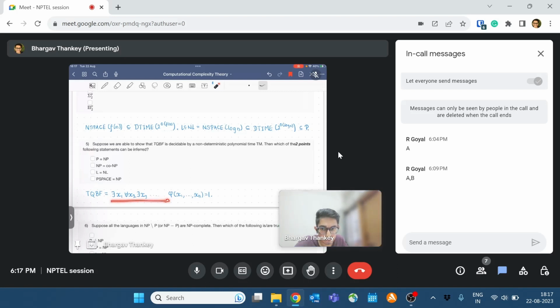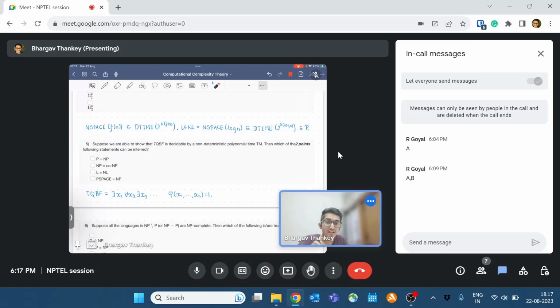So if we have n number of variables, then the quantifiers would alternate. We would have n/2 existential and n/2 universal quantifiers, so there would be a total of n quantifiers, right? So basically in TQBF, the number of quantifiers depends on the number of variables and therefore on the size of the input, right?